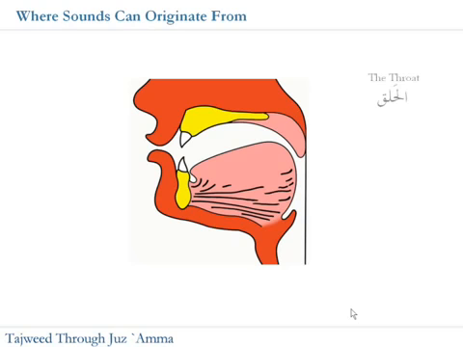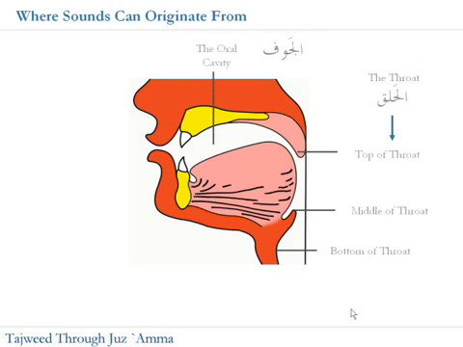So the first thing we need to know is how the mouth is actually structured, okay, and the different parts in the mouth and what they're called in Arabic. So the first thing we've got is the throat, okay, so this in Arabic is the halq. And the scholars divide the throat into three parts: the top of the throat, the middle of the throat, and the bottom of the throat.